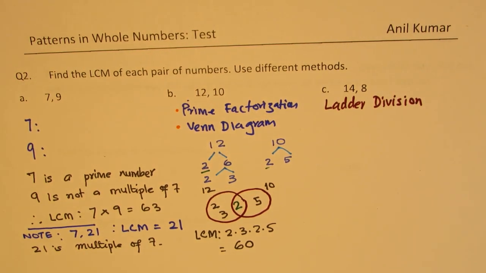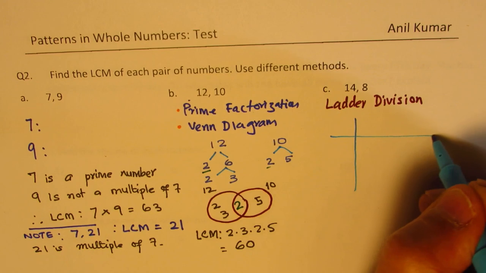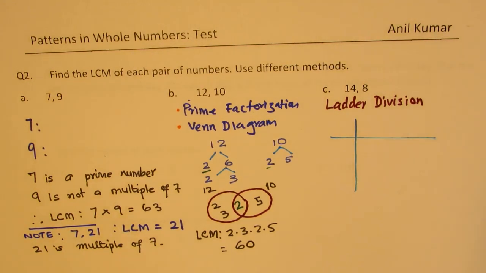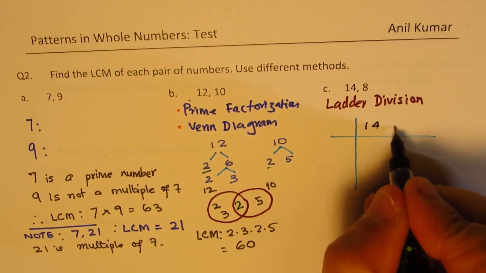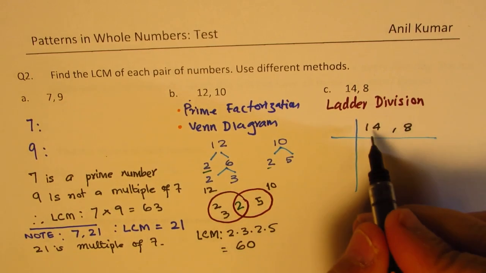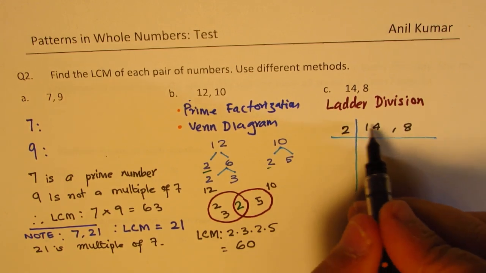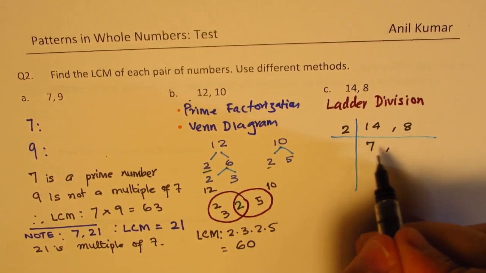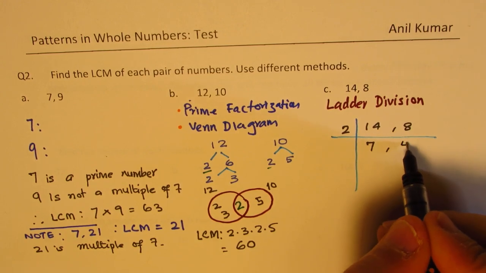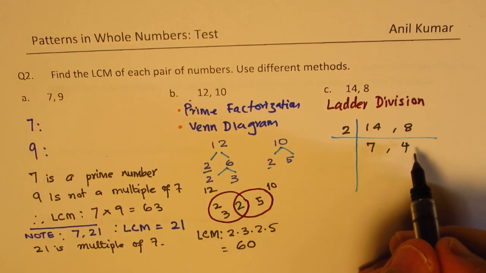So, in the ladder division method, here's the technique. Write the two numbers given to us, which are 14 and 8, and try to figure out what the common factors are. 2 is a common factor. 2 goes 7 times in 14 and 4 times in 8. Now, they have no other common factor.